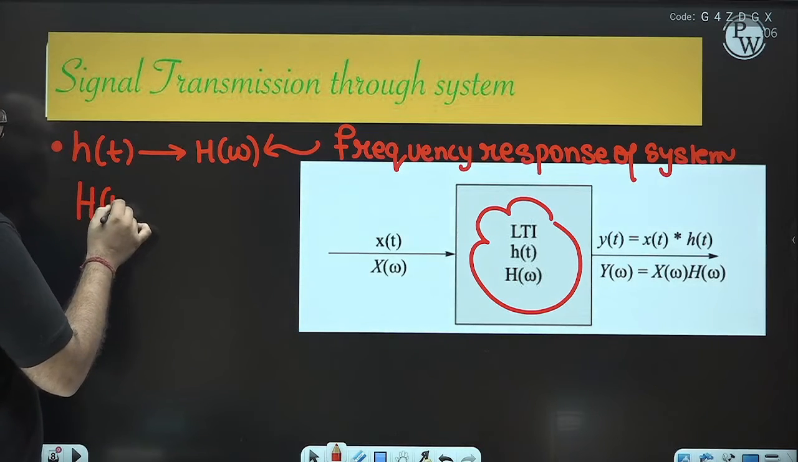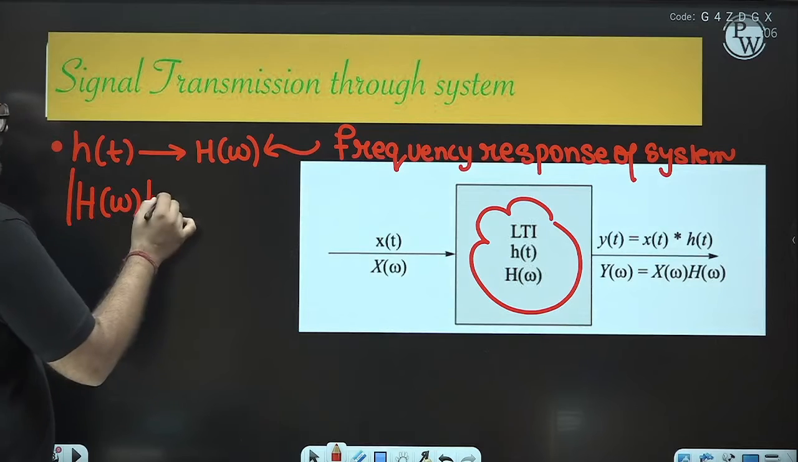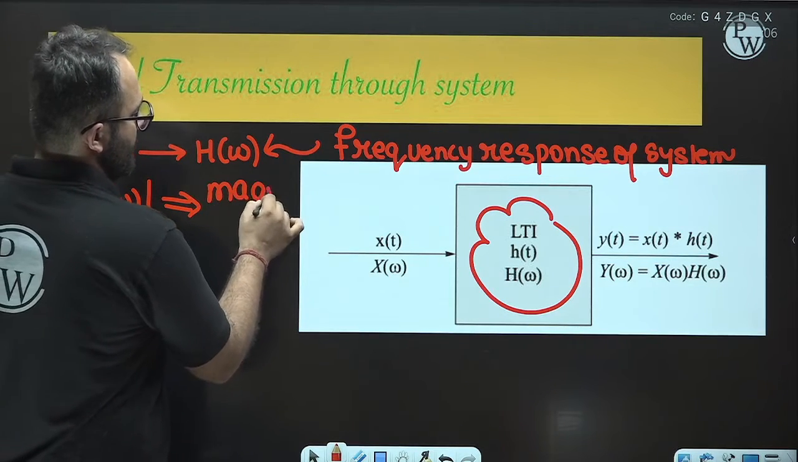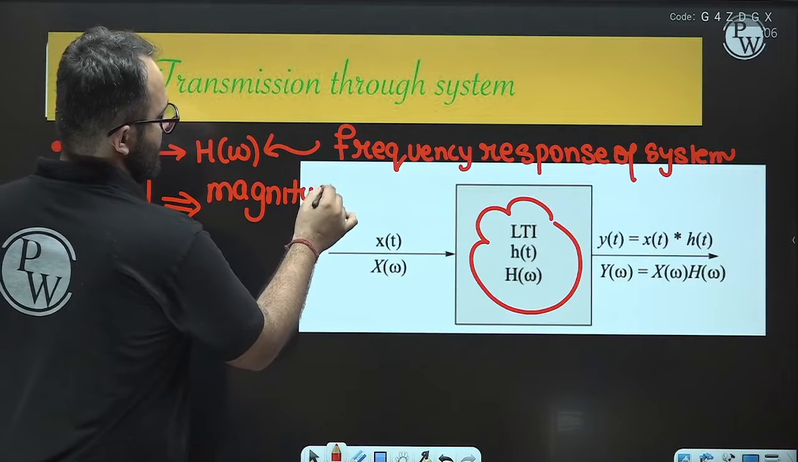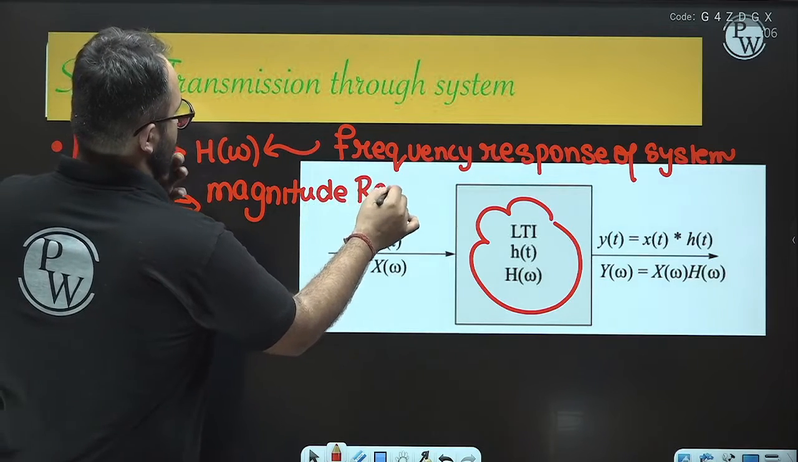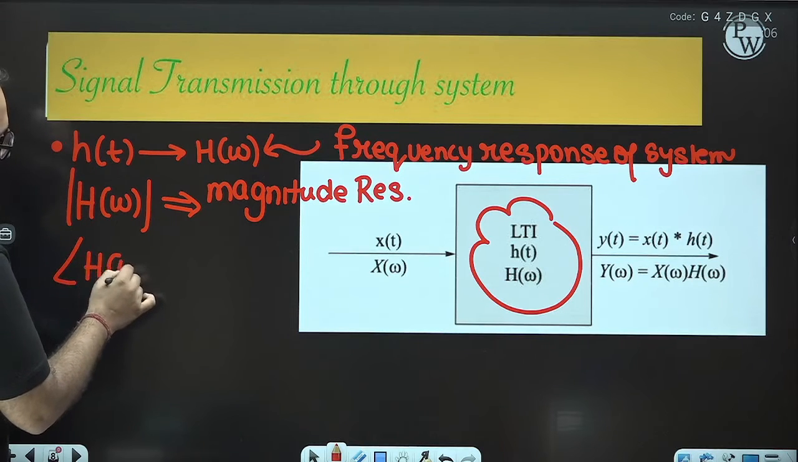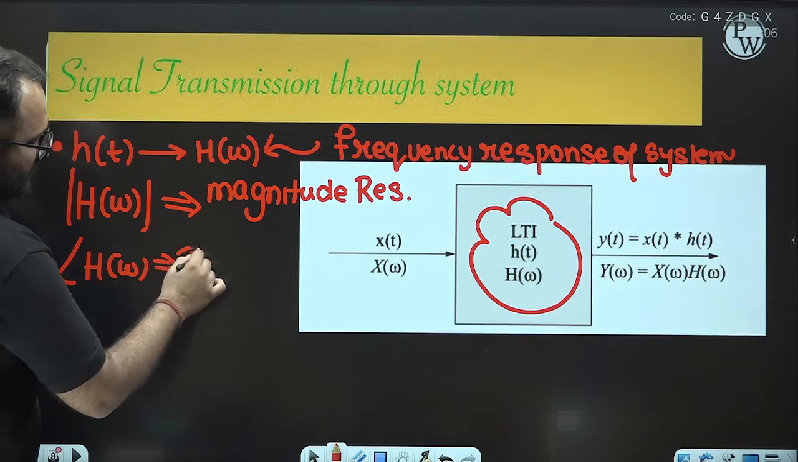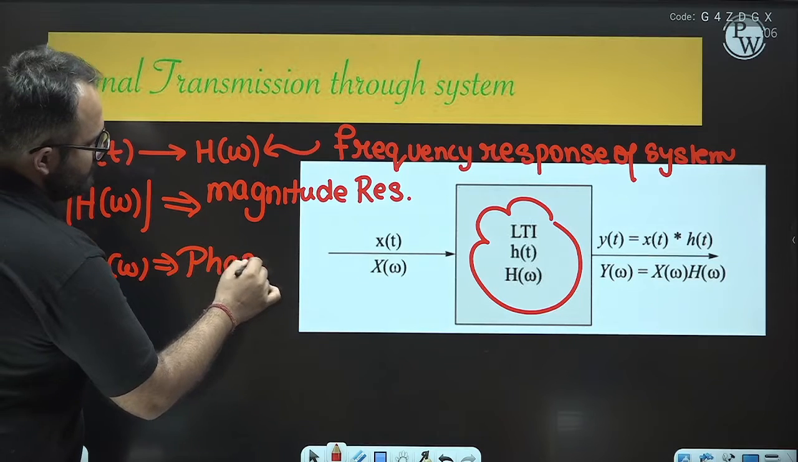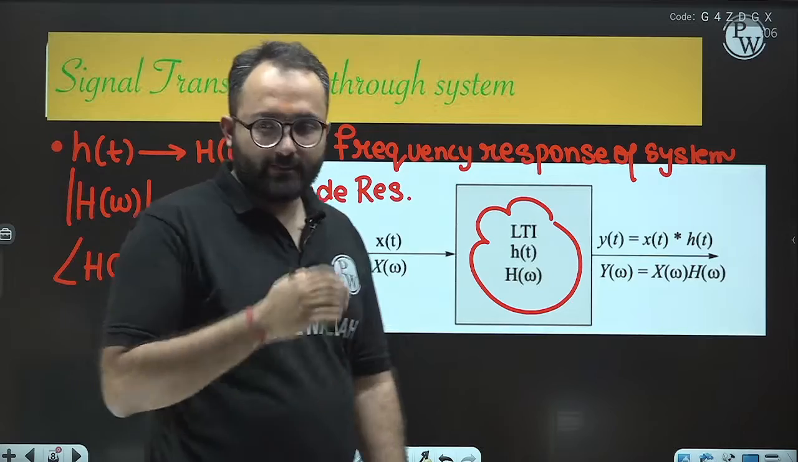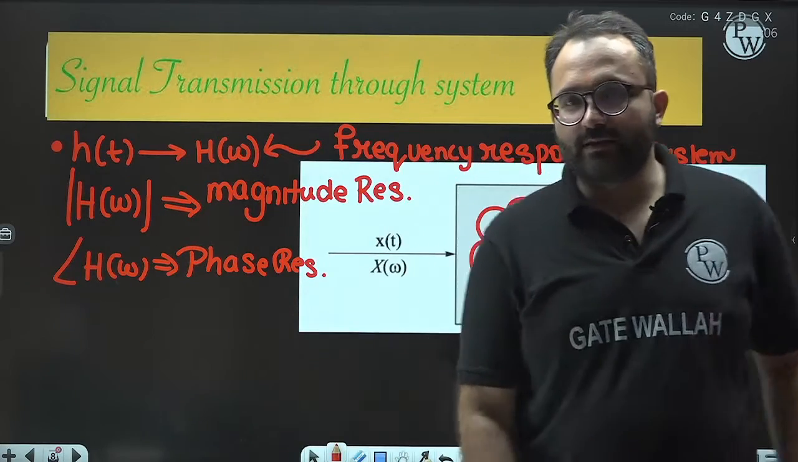The magnitude of H of omega is called the magnitude response of the system, and the angle of H of omega is called the phase response of the system. I hope all of you are able to get this.